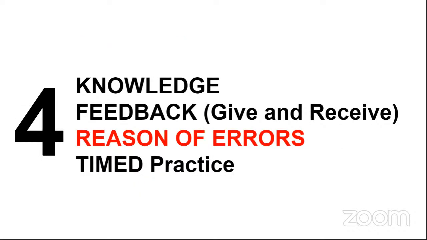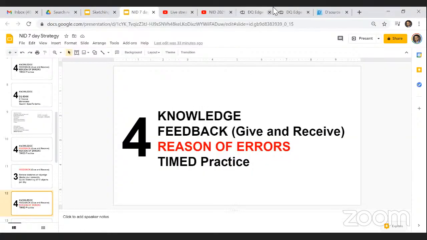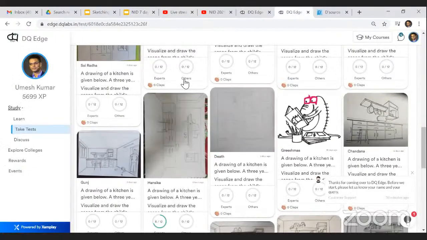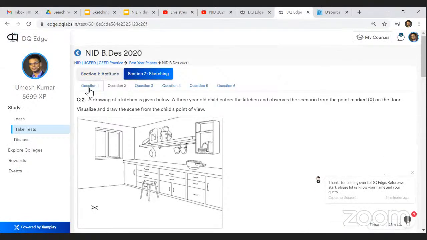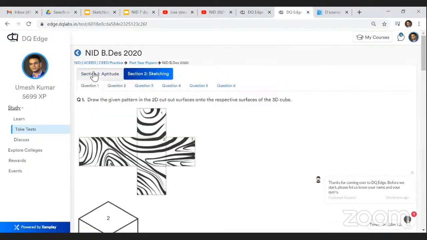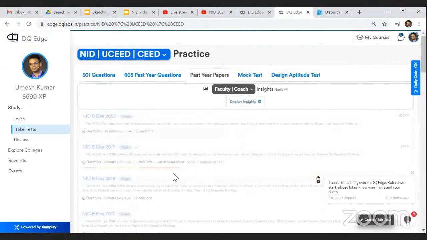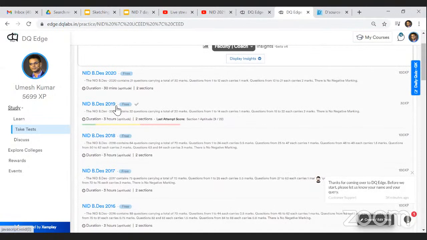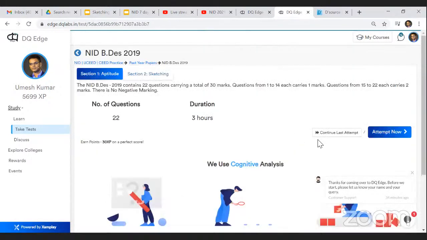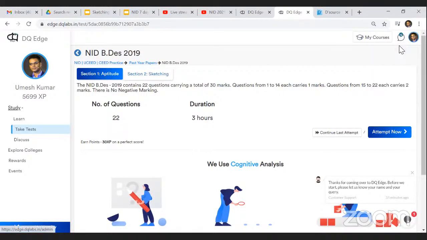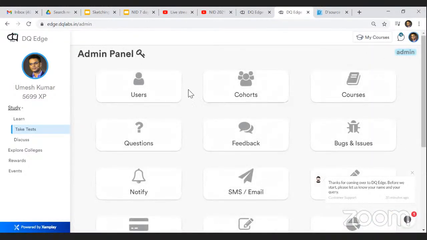Now, number 4 is the reason for errors. This is what I was talking about when you do your practice questions on Edge. Please go through the answer options, what you have done. See, I have given this NID BDES 2019 paper. Let me click on that and it shows, continue last attempt. So I have not finished the last attempt, so let me take one of the students' works and showcase that.